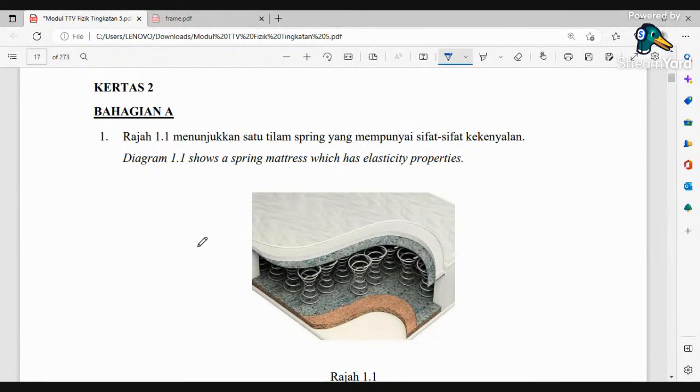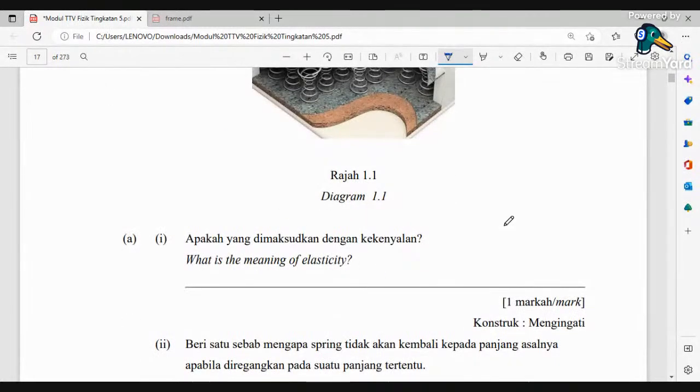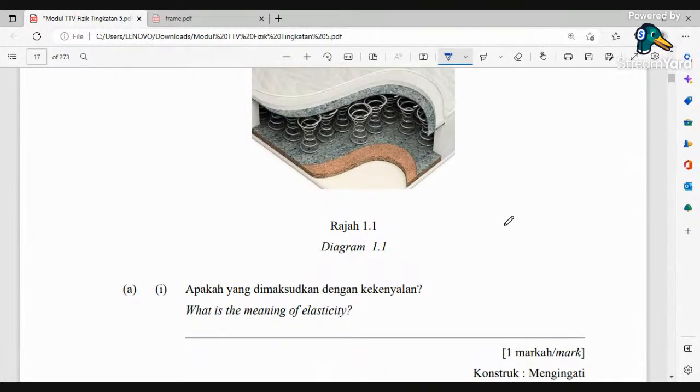Okay, now paper 2, section A. Diagram 1.1 shows a spring mattress elasticity properties. What is the meaning of elasticity? Elasticity is property of material.